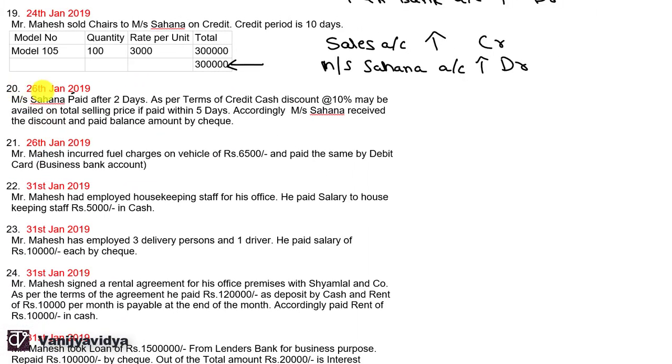Transaction number 20. 26 Jan 2019. Messrs. Sahana paid after 2 days. As per the terms of credit, cash discount at 10% may be availed on total selling price if paid within 5 days. Accordingly, Messrs. Sahana received the discount and paid balance amount by check.